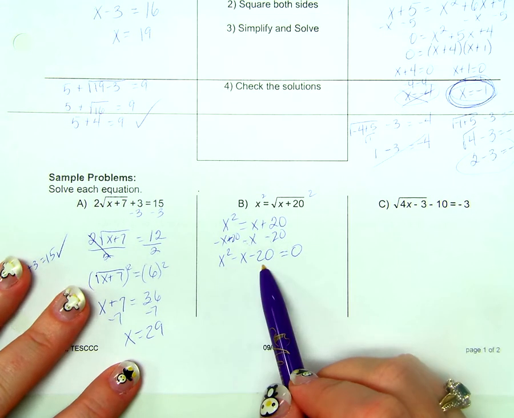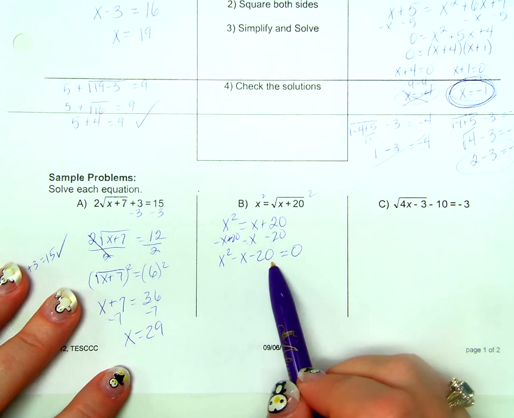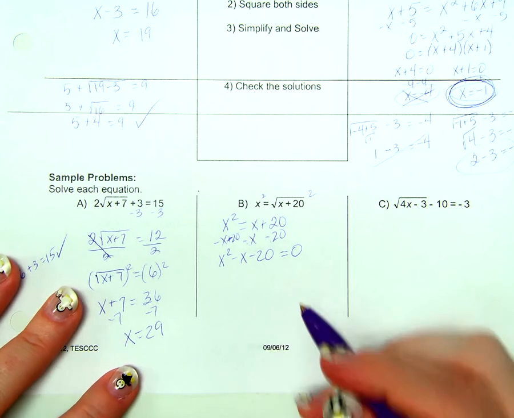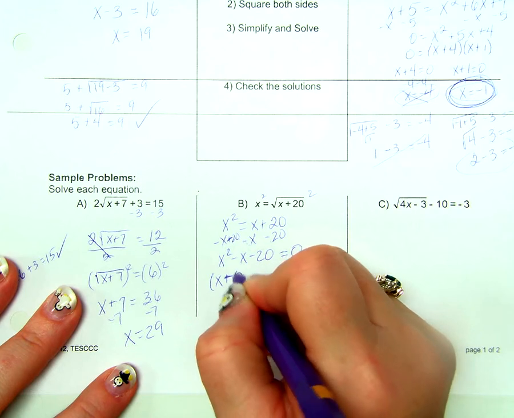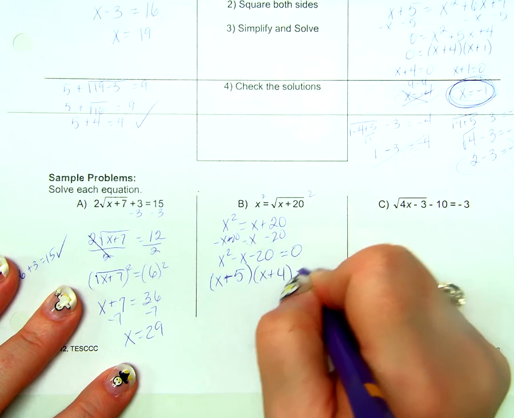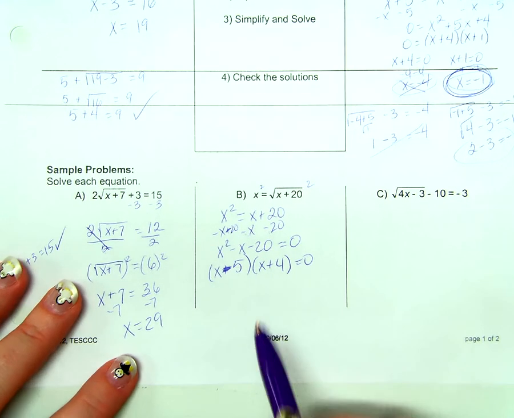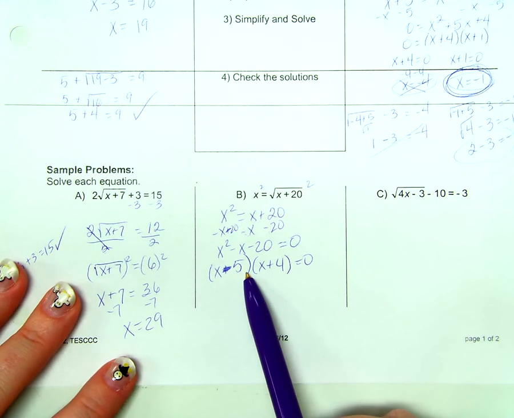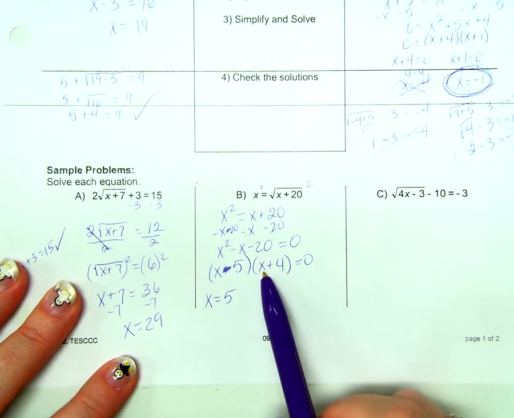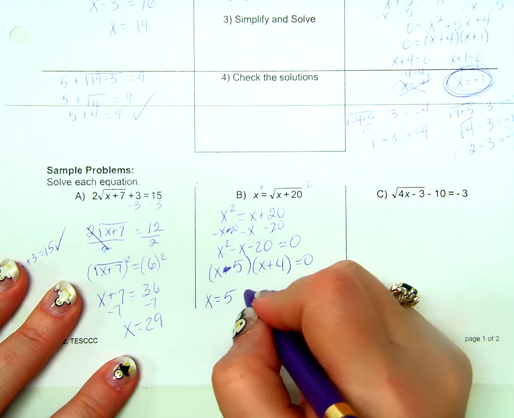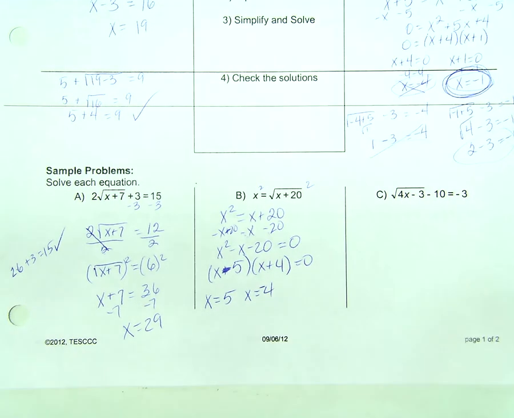Quadratic formula? No. What two numbers multiply to be negative 20 and add to be negative 1? Oh, negative 5 and 4. So x minus 5 and x plus 4. That's a minus. So if my factor is x minus 5, what's my solution? X equals 5. And if my factor is x plus 4, what's my solution? X equals negative 4. Are they both right? Thank you. Are they both right?